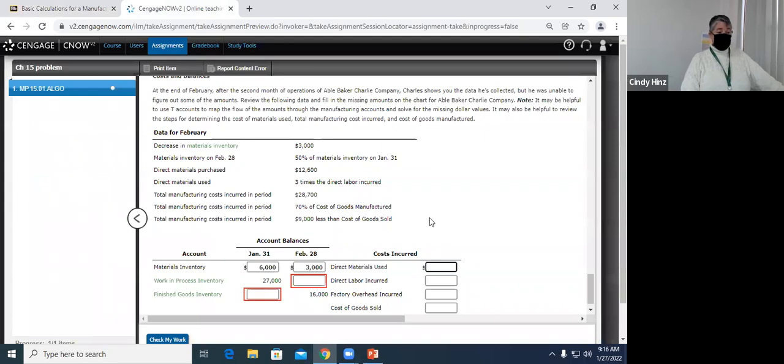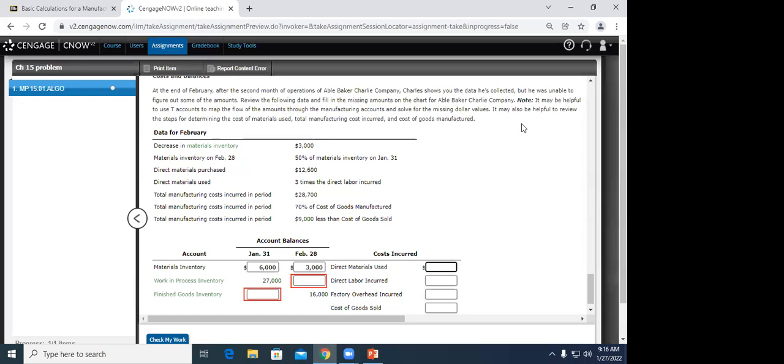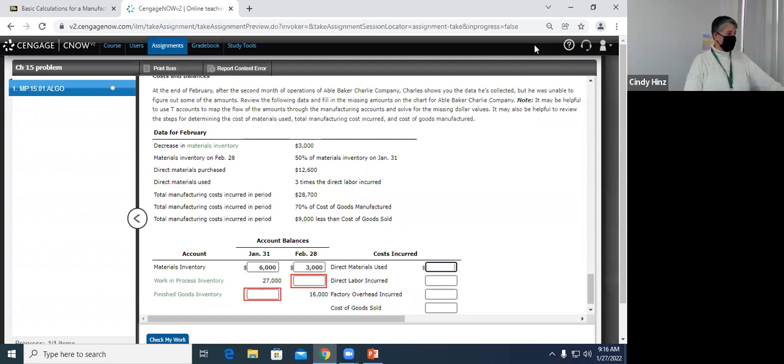So I think with that explanation, you should be able to go back and complete this last section of the Chapter 15 problem at this point. As I said, I will be happy to answer more questions about that.